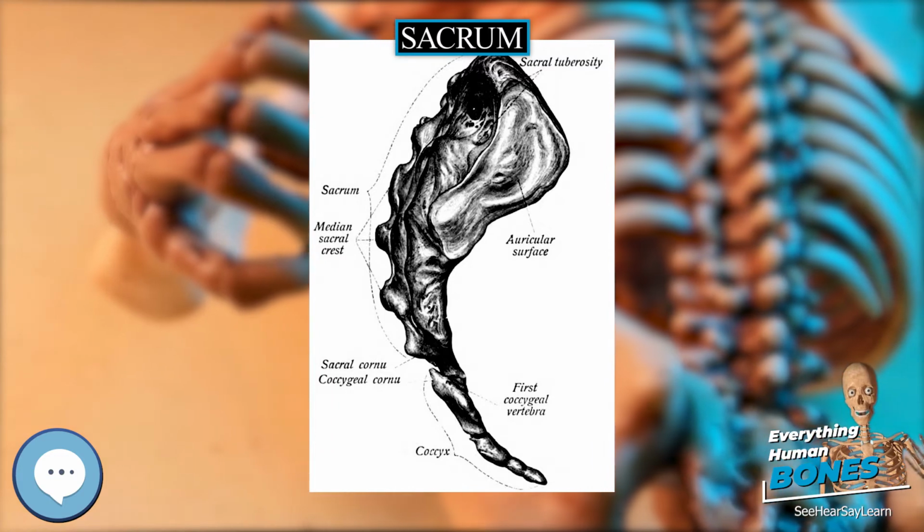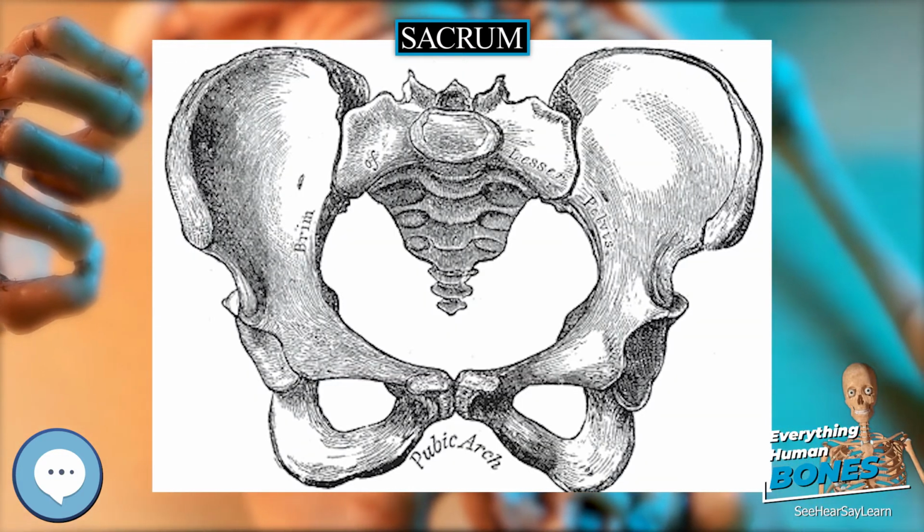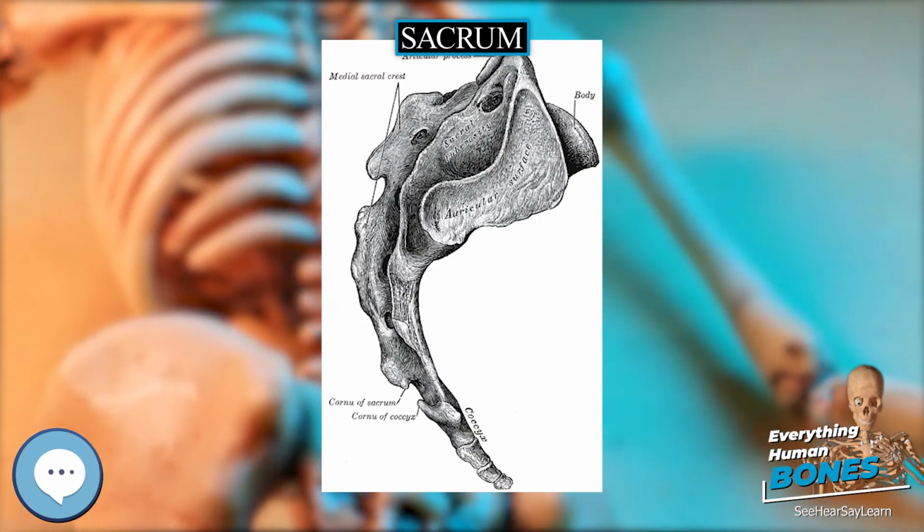Variations. In some cases the sacrum will consist of 6 pieces or be reduced in number to 4. The bodies of the first and second vertebrae may fail to unite.